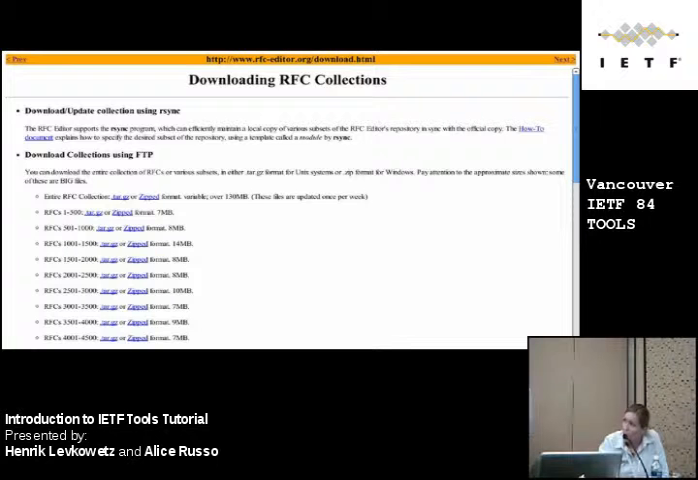And this is what I mentioned, the tarballs. So you can see you can get the old ones all the way to the new ones. So we're past 6,500 now. And this also is available as text files, or if you scroll down, you can get them all in PDF.